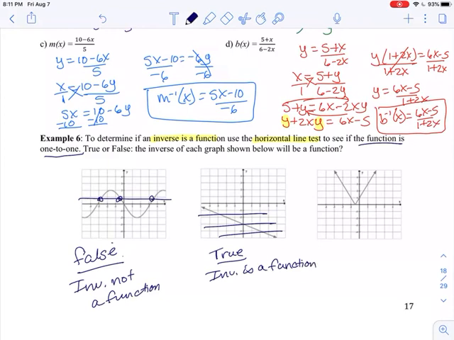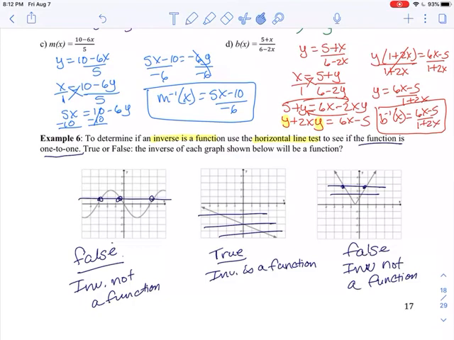Remember, the horizontal line test shows us if a function is one-to-one. If it's one-to-one, that means the y is not repeating. If the y's aren't repeating, then the inverse will also be a function. And the one on the right. Let me draw a horizontal line, multiple y's. So false. The inverse is not a function.